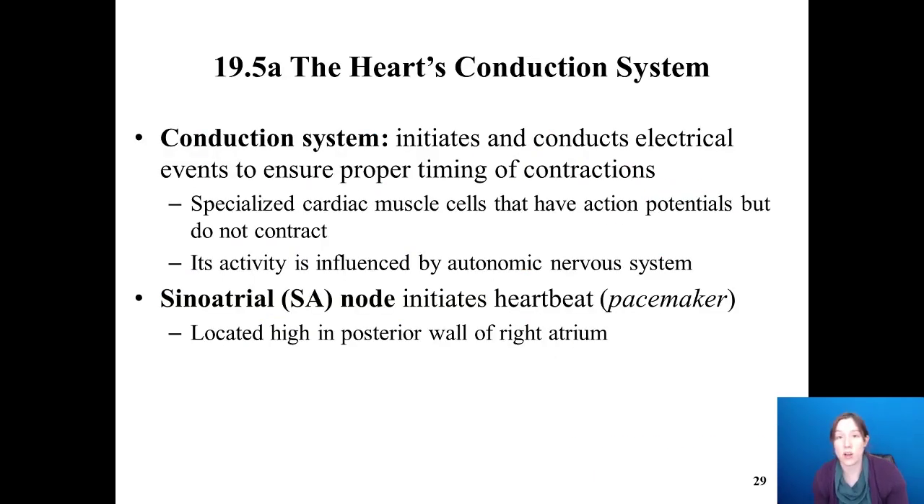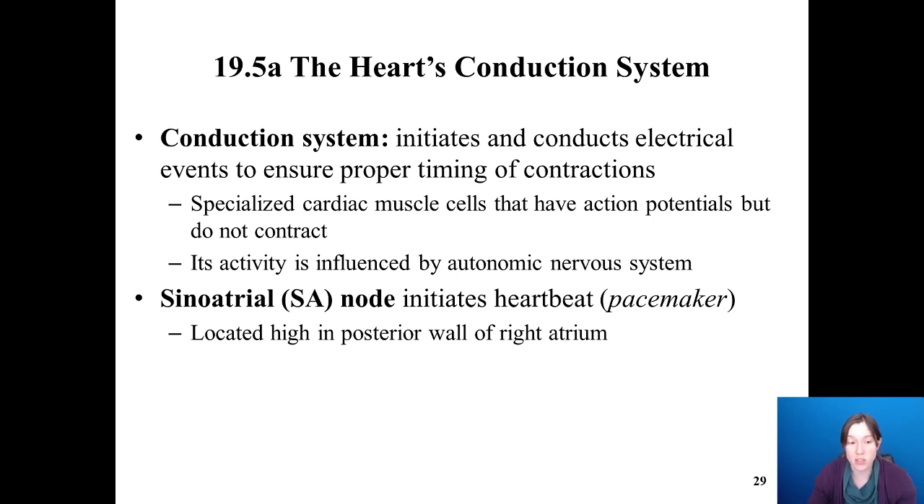The final thing we'll talk about today is the heart's conduction system. This initiates and conducts electrical events to ensure proper timing of contractions. And as you guys know, our muscle cells need some sort of electrical potential to cause muscle contraction. So specialized cardiac muscle cells have action potentials but don't contract. These are going to be the conduction system of the heart. And this activity is influenced by the autonomic nervous system.